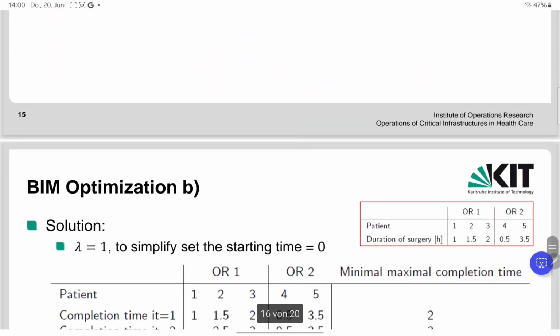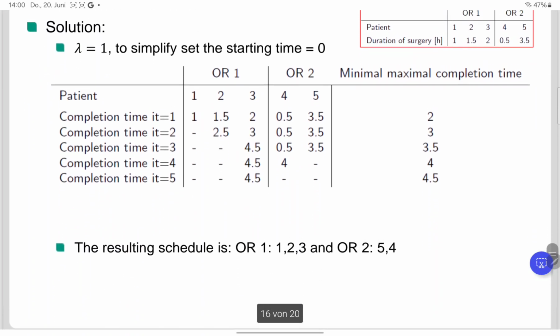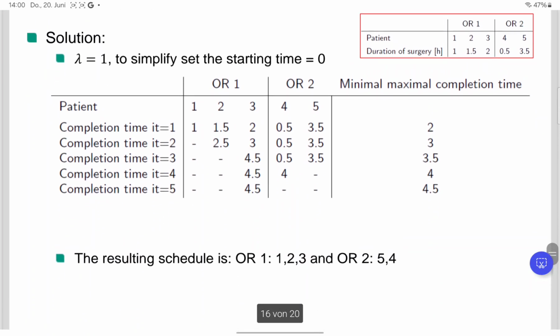Okay, so at the end we have this schedule. In operating room 1 we have the order: the first patient, the second and the third, and in operating room 2 the fifth patient should be assigned first and then the fourth patient. So this is the result.